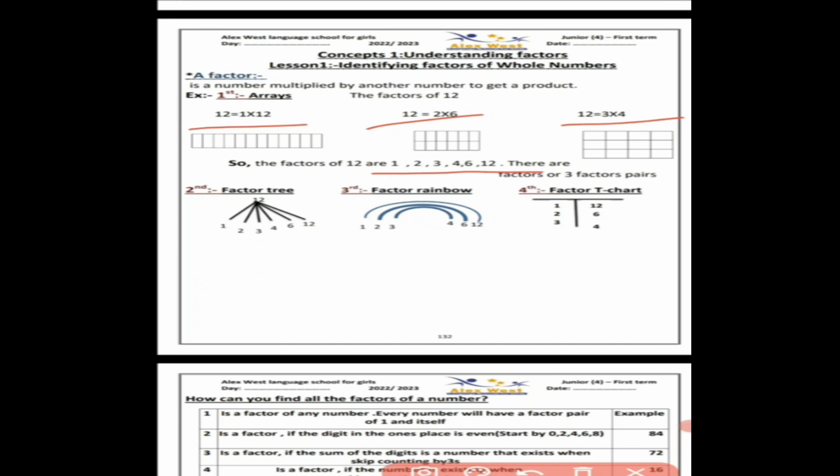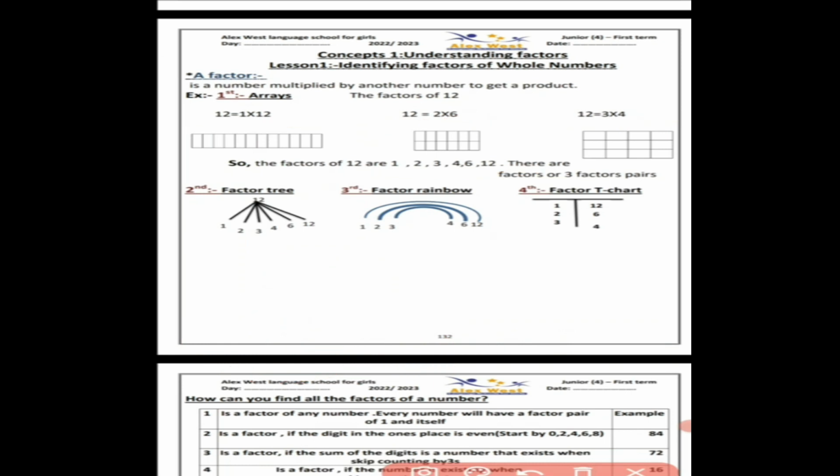We can write the factors of 12, or any number, in 3 ways. The first way is called factor tree. We have 12. 1 times 12 equals 12. 2 times 6. 3 times 4.